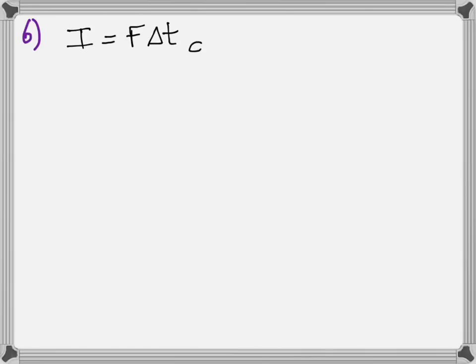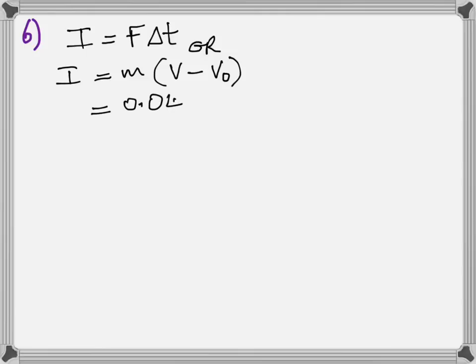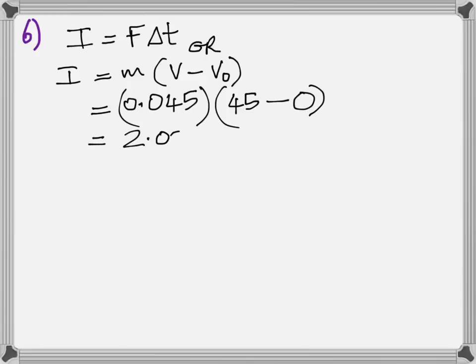So impulse is either given by F times delta T, or it's given by mass times change in velocity. And in this case, we are going to use this. The mass is 0.045 multiplied by 45 minus 0, and you get 0.045 times 45, which is 2.025 Newton second, isn't it?